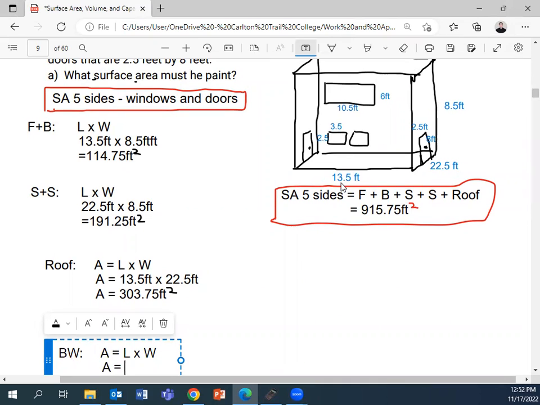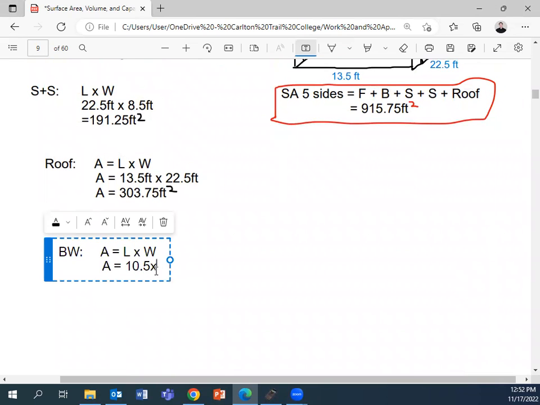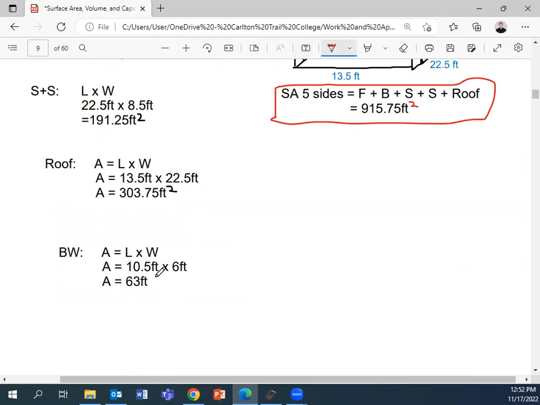So what two numbers do I multiply together for the big one? 10.5 times what? Multiply by 6. Oh, by 6. Okay. Sorry, bad ears. So 10.5 feet times 6 feet. And if I multiply those together, I should get 63 feet squared. Sounds right. Looks right. Cool. I have my big window.